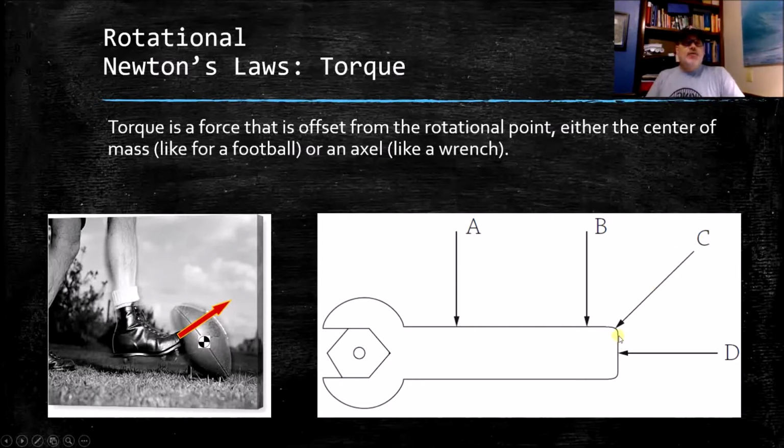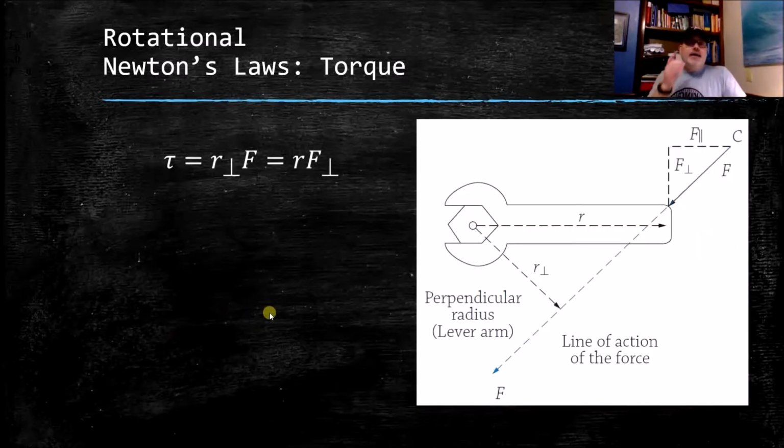C is at an angle, but it still will produce a torque that's clockwise. And D will not produce a torque at all because its line of action goes right through the pivot point, so it won't make it rotate. It would be just like this football being kicked right through the center of mass; if that happened, it wouldn't rotate. So how do we calculate torque?